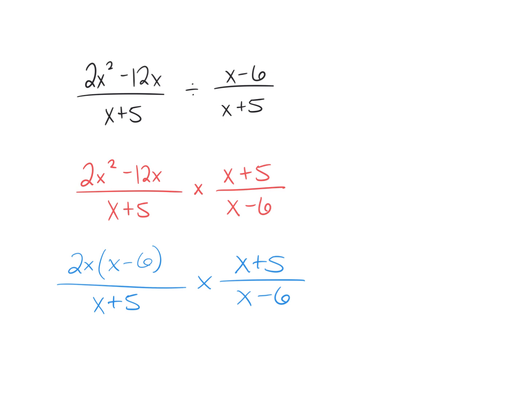What do we do next? Cancel. We start canceling things out, right? What can cancel out? X minus 6 and x plus 5.